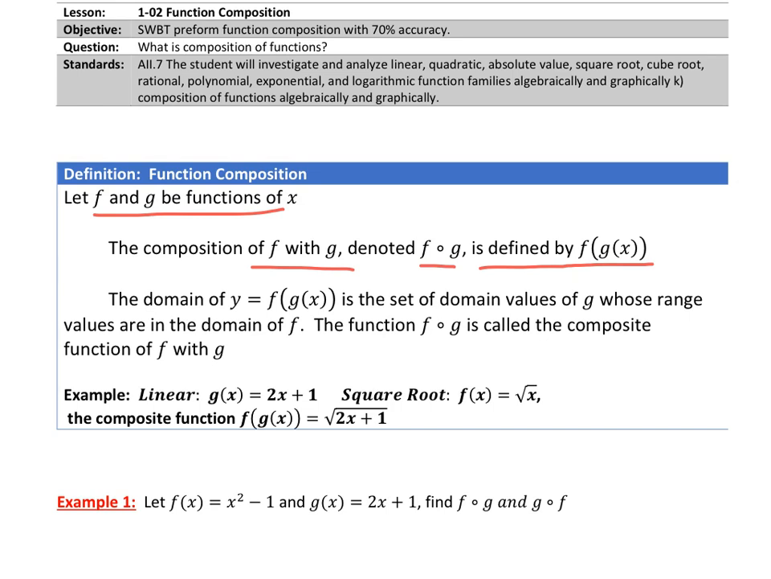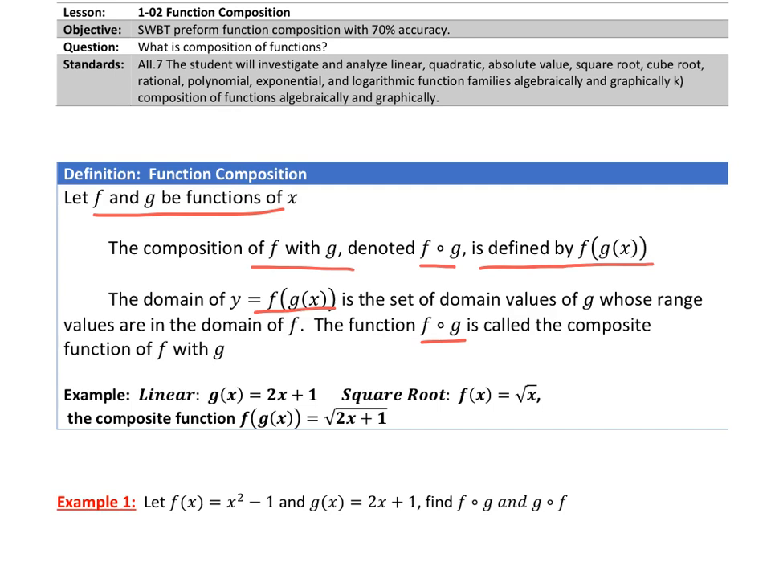Basically, what it says is we're going to take the g of x equation and plug it into the f of x equation. The domain of y equals f of g of x is the set of domain values of g whose range values are in the domain of f. The function f open dot g is called the composite function of f with g. Those are all the definitions.